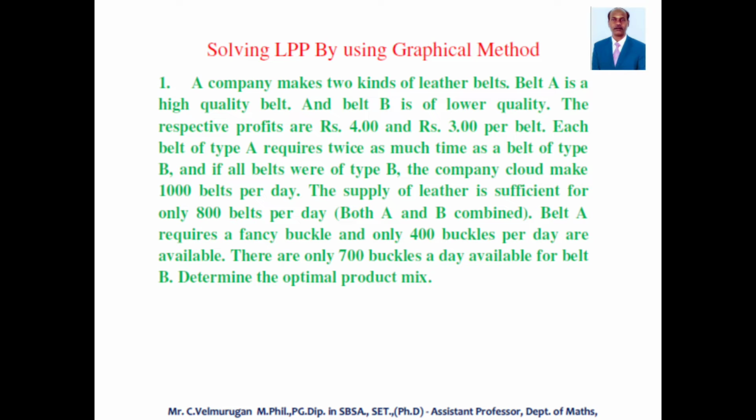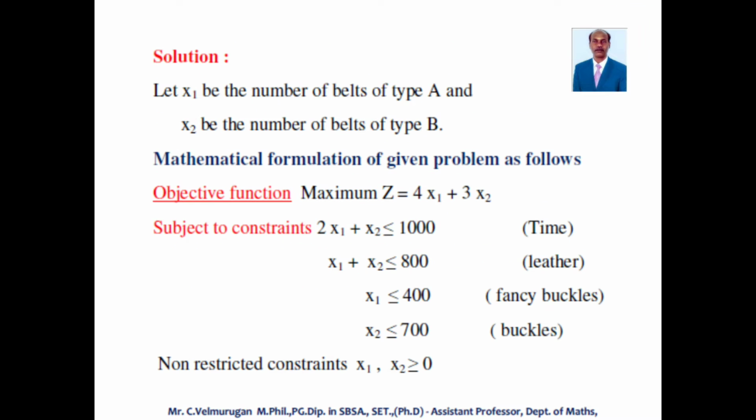So now we can formulate this problem as a linear programming problem. Let x1 be the number of belts of type A and x2 be the number of belts of type B. Now we can define the mathematical formulation for the given problem, starting with the objective function. In the problem they gave profit only, so we consider a maximize function. Our objective is to find the maximum profit.